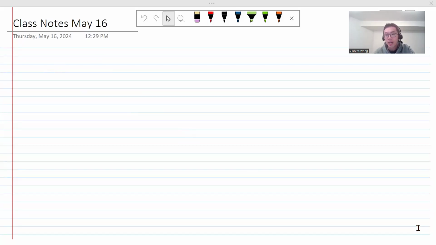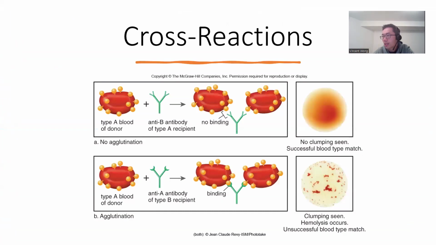Hello, good afternoon. Last class we were talking about the compatibility of blood transfusion within the ABO blood group, but I haven't really told you what happens if there is a mismatch. So let's start with that today. Here is a slide in the PowerPoint notes, and let's just go through the information here.